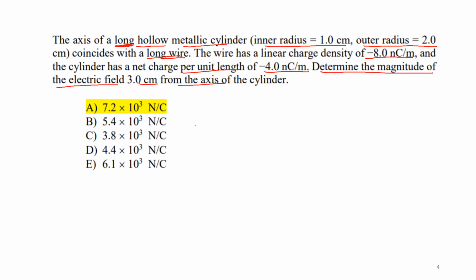So here, let's draw a graph. So I have what? I have a hollow metallic cylinder. The cylinder, okay? Let's say this is R inner, basically 1 centimeter. And this is R out. And R out is equal to 2 centimeters. Okay, let me just draw this very quickly. And it's very long, meaning it's infinite.